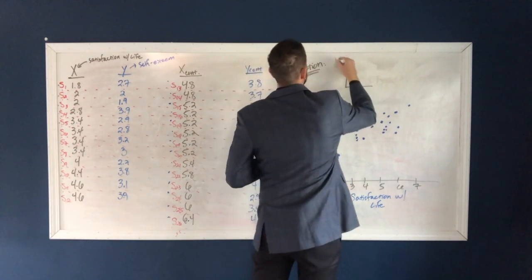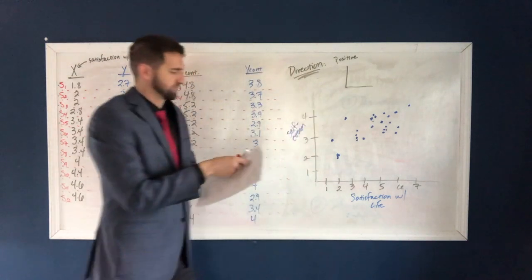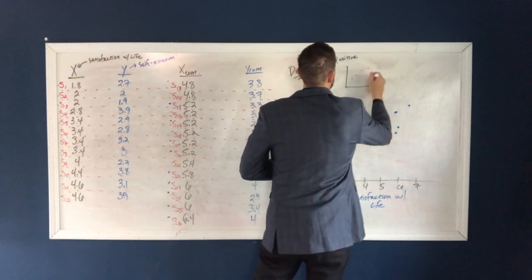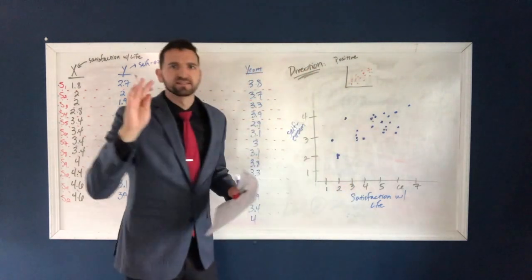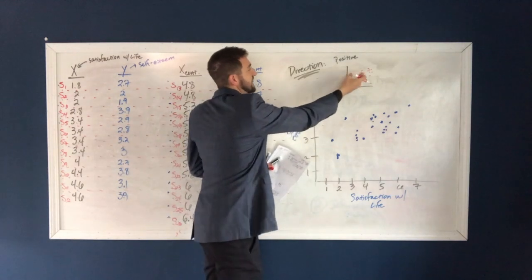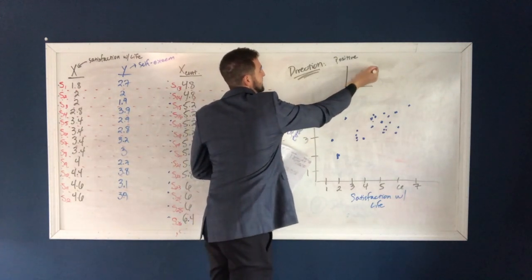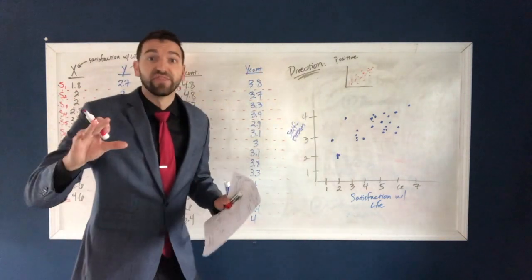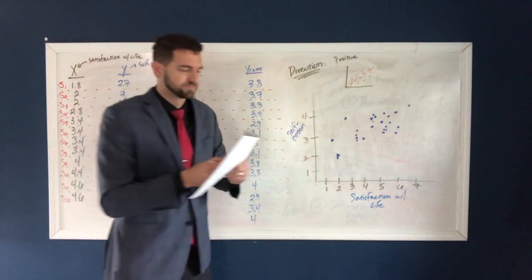The first I'm going to show you is a positive correlation. So in a positive correlation, the dots are trending from the lower left to the upper right. Obviously, that's what our scatter plot here looks like.